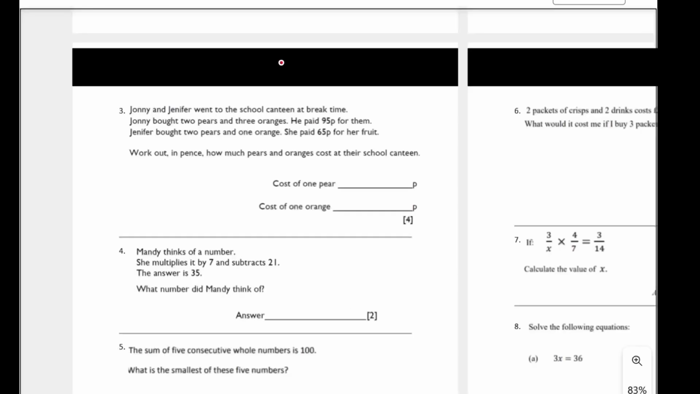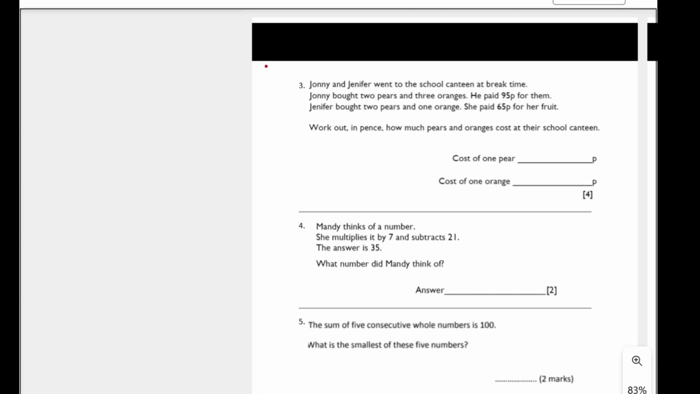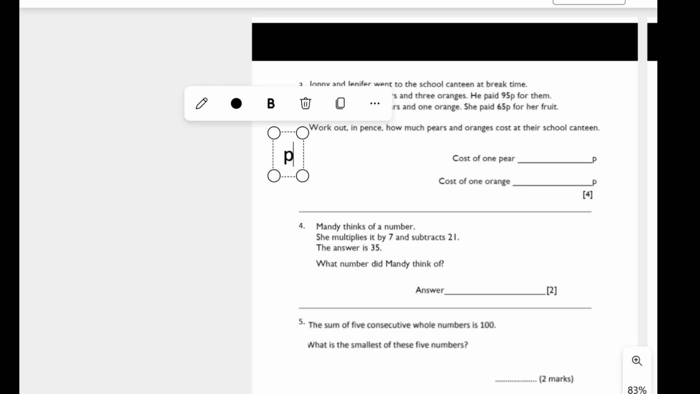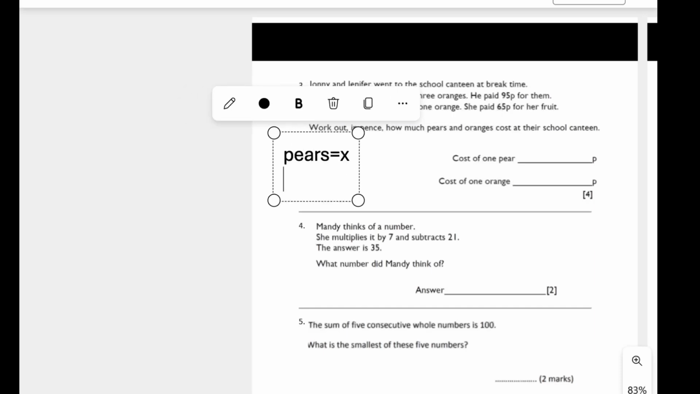Perfect. So for question 3, we are again going to be doing simultaneous equations. So let's give ourselves a little bit of space over here. Johnny and Jennifer went to the school canteen at break time. Johnny bought 2 pears. So we already have to call our variable something. Let's say pears equals x, and let's say oranges equals y. Now we've named our variables, we can start writing the equations.